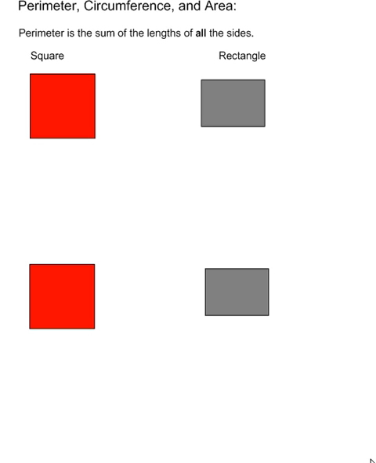Okay, today in class we want to talk about perimeter, circumference, and area. The perimeter is the sum of the lengths of all the sides, and I do mean all the sides. Often, if you're given one or two sides, those are sides that you add together, but if it has four sides, you're supposed to add all four sides together.